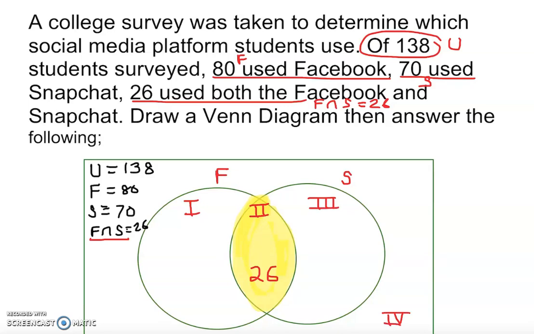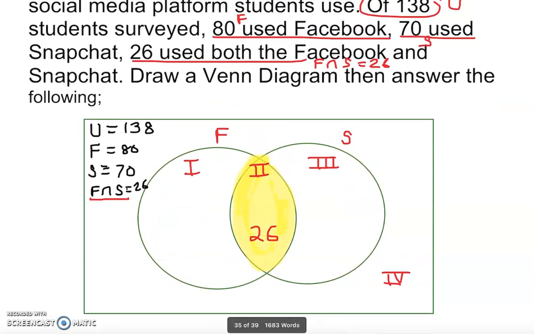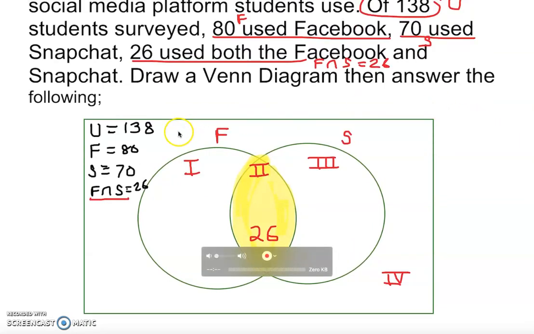Let me take a look here. This is what our Venn diagram should look like. We should have one big rectangle, and because we are talking about only two things, Facebook and Snapchat, we have a two-set Venn diagram. This one is region 1, region 2, region 3, and one is always outside. This is not doing anything. That is region 4 in a two-set Venn diagram.